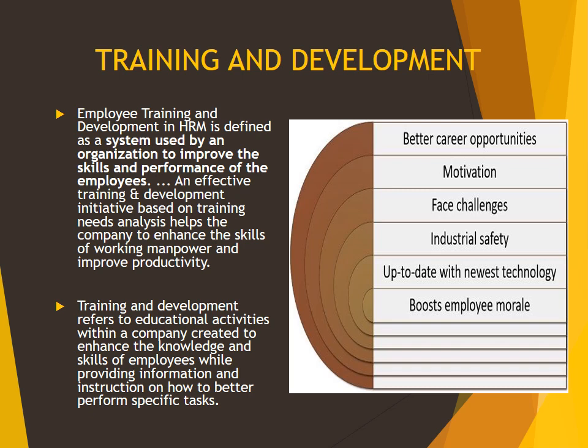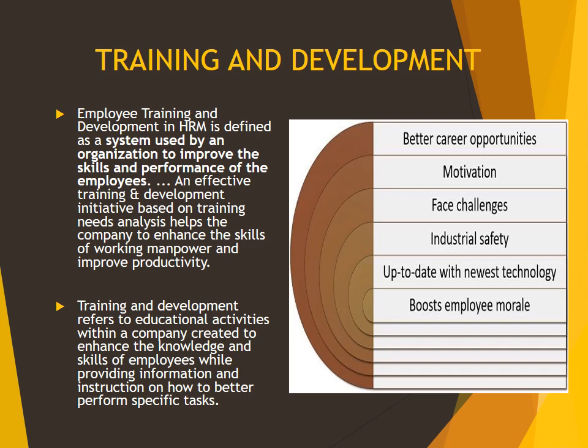So if we look at the definition, employee training is a system where the organization tries to look into the improvement of the skill and the performance of the employee. In the same way, this training and development will try to initiate some need analysis. So based on the need of the employee, we have to plan the training process, so it will help to achieve productivity. Training really refers to the educational activities within which a company can create a focus on the knowledge and the skills of the employees based on his caliber or competency. We provide them the instruction and information, and we try to boost his morale.